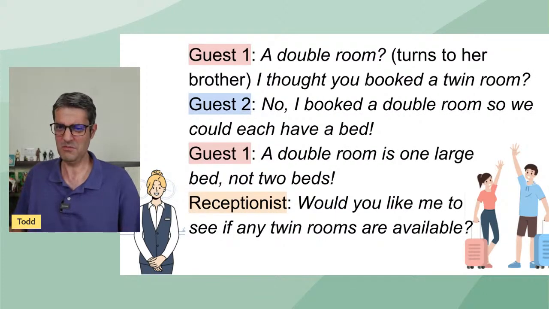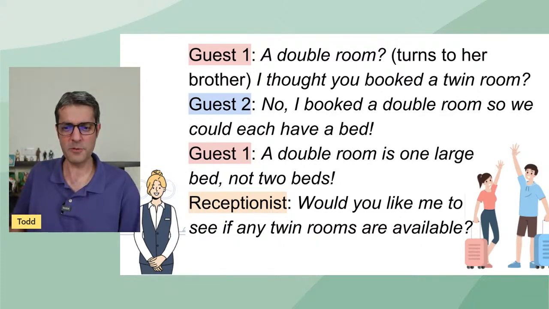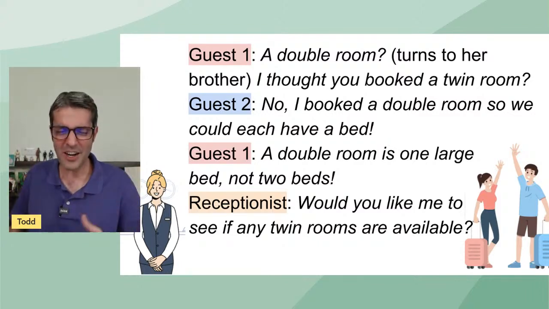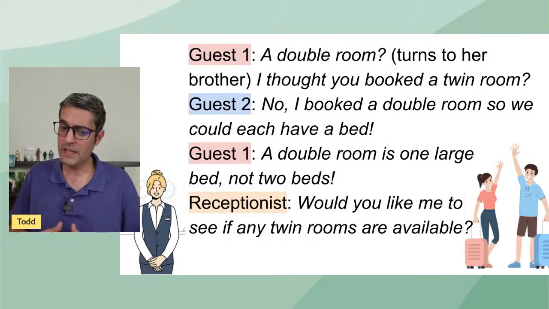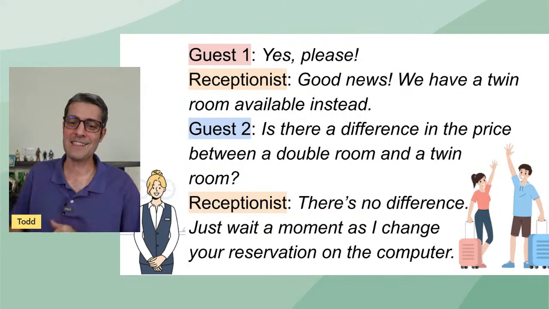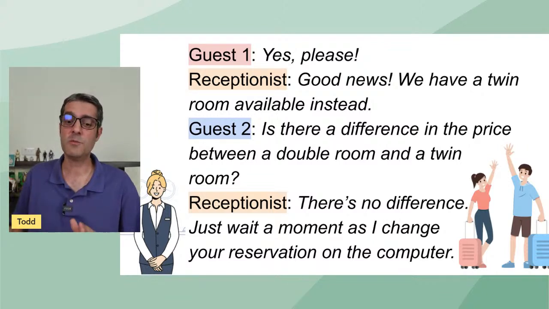"A double room?" She turns to her brother. "I thought you booked a twin room." "No, I booked a double room so we could each have a bed." "A double room is 1 large bed, not 2 beds. Would you like me to see if any twin rooms are available?" "Yes, please." "Good news. We have a twin room available instead."